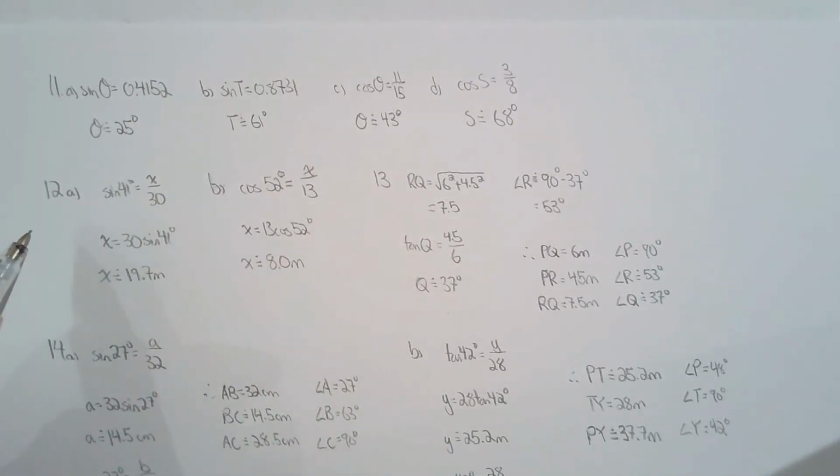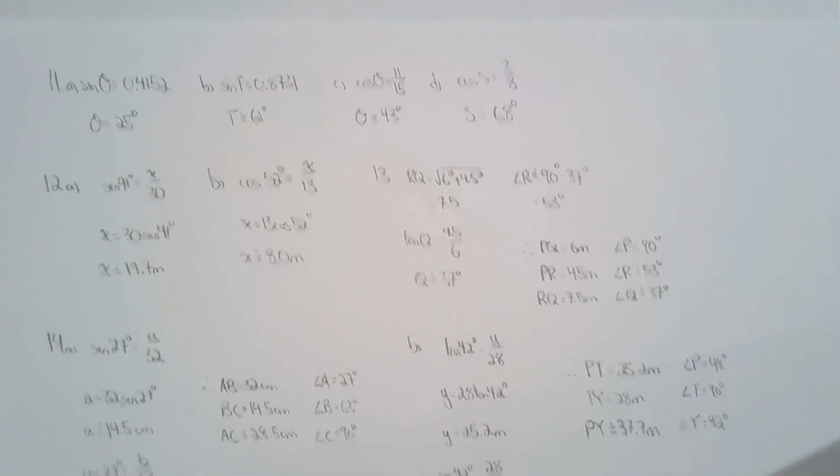For question 12, solve for x to the nearest tenth of a meter. So for 12a, it was using the sine ratio, and 12b using the cosine ratio. If you're having trouble using the correct ratio, then just remember SOHCAHTOA and also label the sides of your right triangle. It would go a long way.